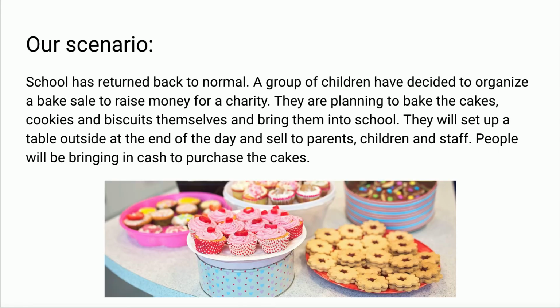So here is the scenario that we are going to be writing a risk assessment for. So school has returned back to normal. A group of children have decided to organise a bake sale to raise money for a charity. They're planning to bake the cakes, cookies and biscuits themselves, and then they'll bring them into school. They will set up a table outside at the end of the day and sell to parents, children and staff. People will be bringing in cash to purchase the cakes.